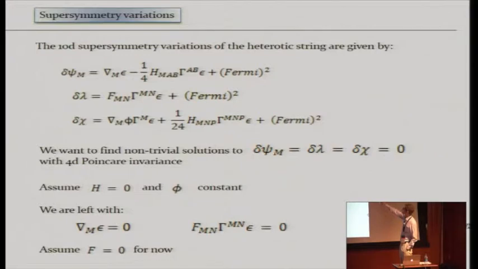Over here, we get delta lambda equals F_mn contracted with gamma^mn. Gamma^mn is just the antisymmetric combination of gamma^m and gamma^n, the gamma matrices. So we want that to vanish. That's this equation over here. And if we look at the first equation here, H vanishes, so we're only going to get this part here. So the covariant derivative of this spinor epsilon should vanish. Covariant derivative with respect to the Riemannian metric. So these are the equations that we want to study.